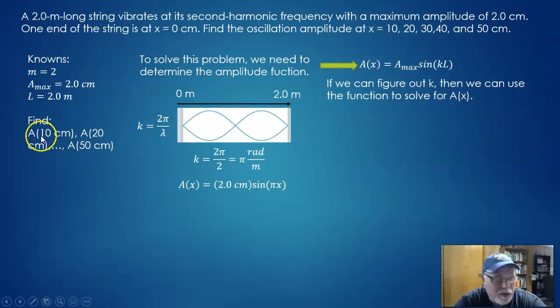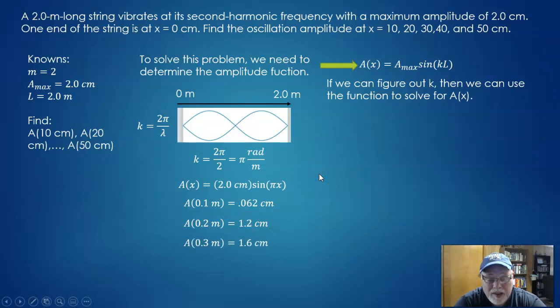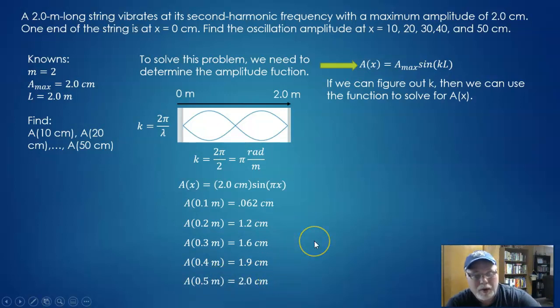And so what I had to do for the first one was put in A of 0.1 meters. I had to put in 0.1, not 10, and that gave me 0.062 centimeters, right? So I just put it in and calculated it. I did the same thing for 20 centimeters, 0.2, and that's 1.2 centimeters. I did the same thing for 0.3, that's 1.6 centimeters. A of 0.4 is 1.9 centimeters, and A of 0.5 is 2 centimeters, okay?